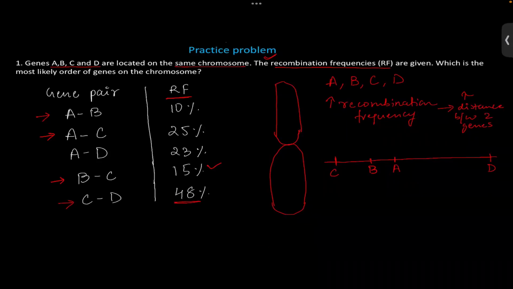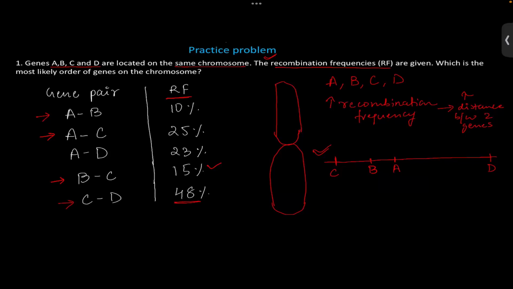There were 4 genes given to us, A, B, C, D, and this is the order that we have obtained. You can see that for the remaining gene pair AD, the recombination frequency is 23%, which is quite big. This region between A and D is quite bigger with respect to AB, right? And the recombination frequency of AC is also given, so it is 25%.